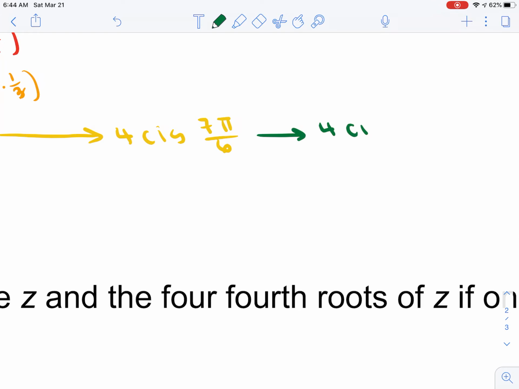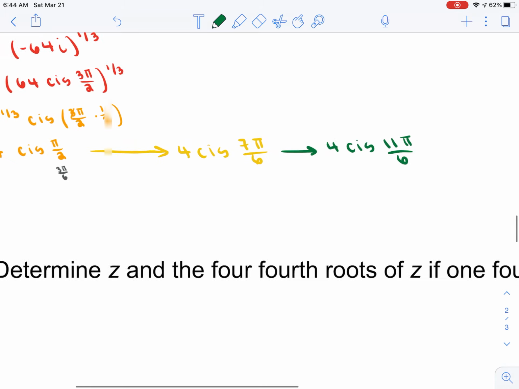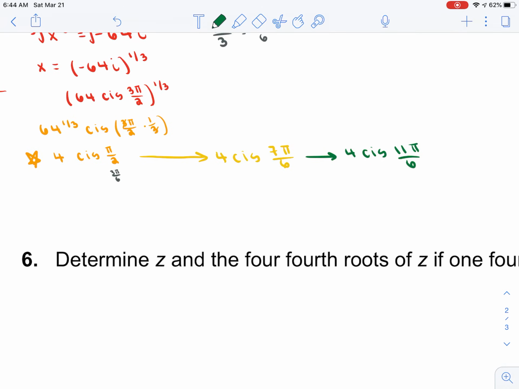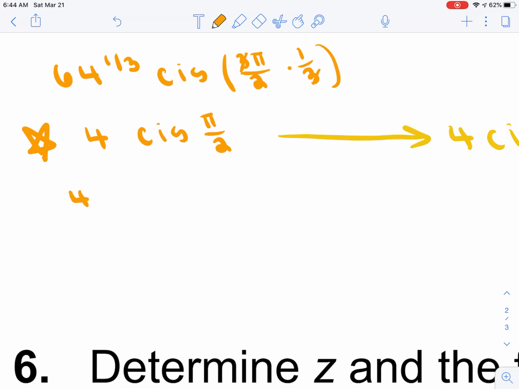And then we have the 4 cis, and then when we add that 4 pi over 6 again, we get 11 pi over 6. So those are your 3 different solutions, but now let's get those in standard form. So pi over 2, if you guys remember, is going to be, let me just write it all out. This would be a 0, this would be a 1, so we're going to get 4i.